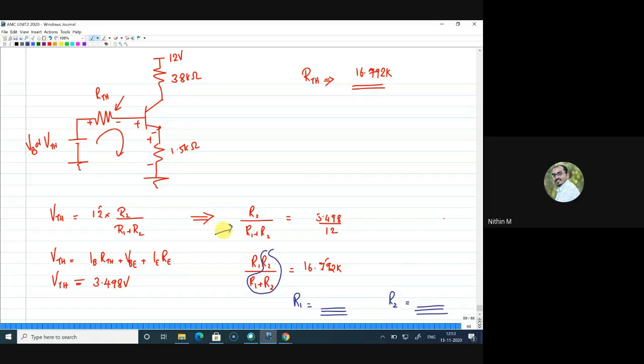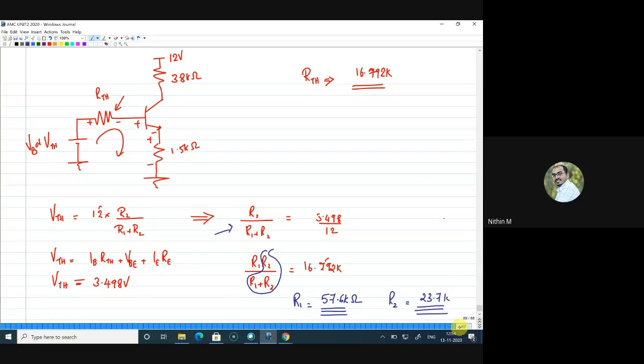So what are the values of R1 and R2? R1 is 57.6K, and R2 is 23.7K. So R1 R2 by R1 plus R2 will be 16.79. Oh, is it? Okay, let me check. Yes.